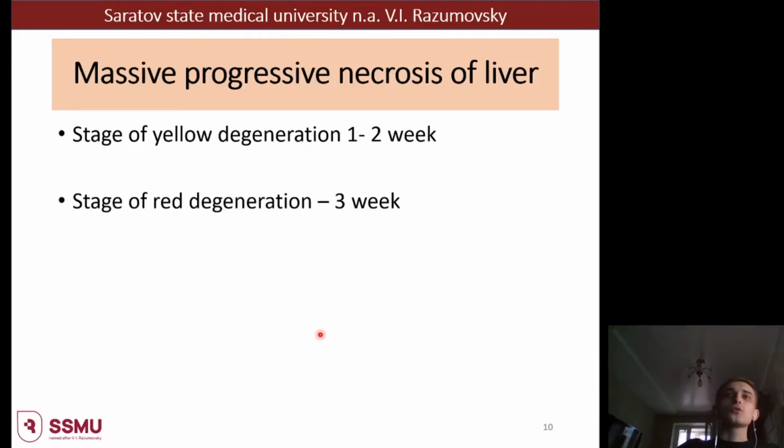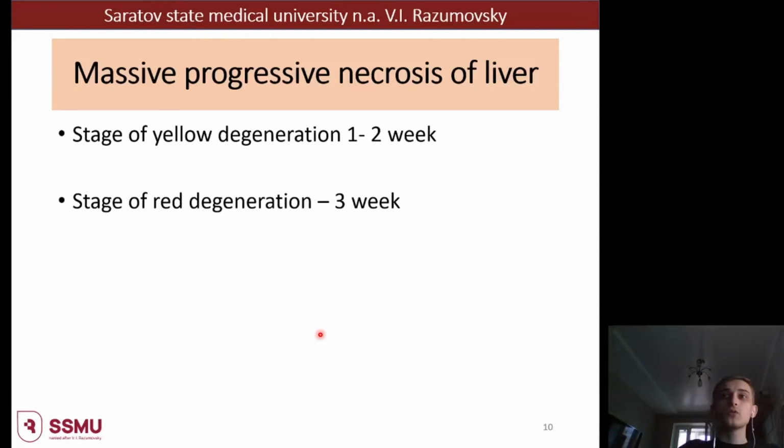First of all, we should discuss acute hepatosis, or massive progressive necrosis of the liver. A few words about the etiology of this process. This process may be associated with acute intoxications and poisons. It may be associated with poisoning by alcohol, poisoning with drugs, and a lot of other sources of poisons.